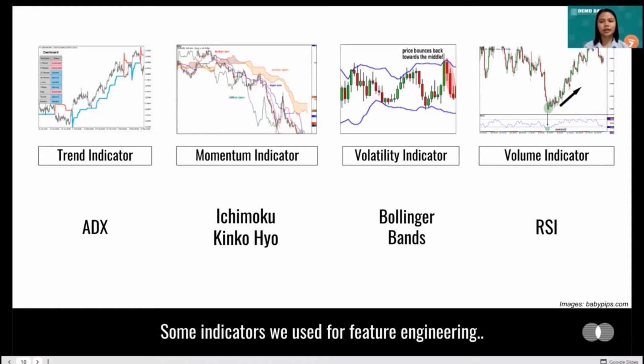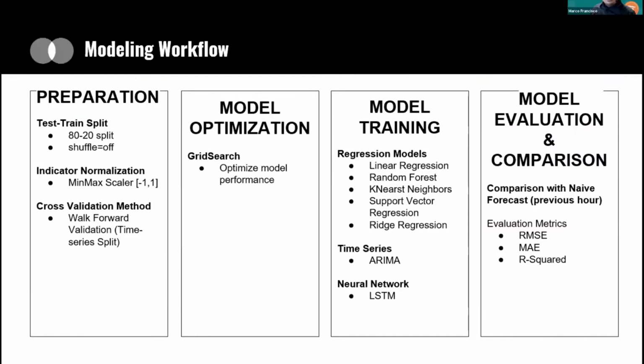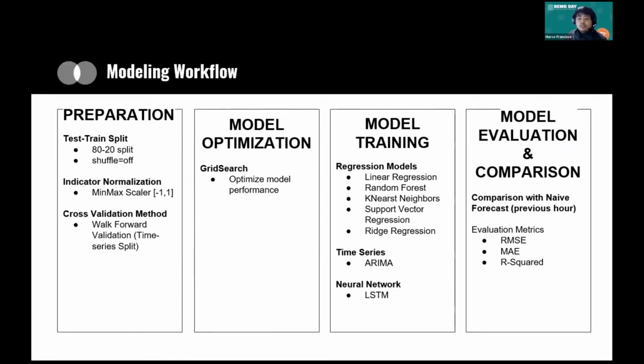For the trend indicator, we use ADX, or average directional index, which is used to determine when the price is trending strongly. Further, for our modeling workflow, first we prepared data via a train test split, scaling, and cross-validation. Then we optimized the best model via grid search of different model parameters. Afterwards, we compared multiple models, including a time series-based model and a deep learning model. And lastly, we evaluated the model performance via several metrics as shown on the screen.